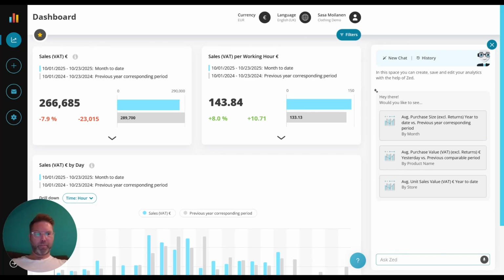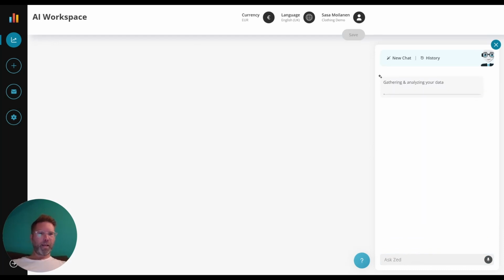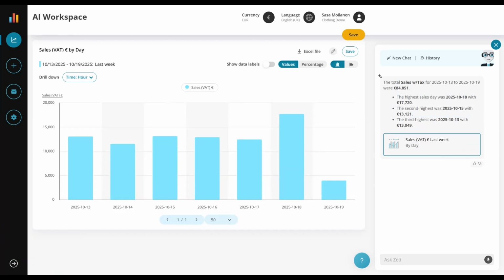So we start with something simple like last week's sales. And ZED will basically then first interpret this query. Like when I type there sales, it will try to match it to some existing metric in the portal. So it does understand synonyms to some extent, but it's always best if you use the exact names of the metrics. So you would then get exactly the metric version that you are looking for. So here we have now the sales with tax metric for last week grouped by day.